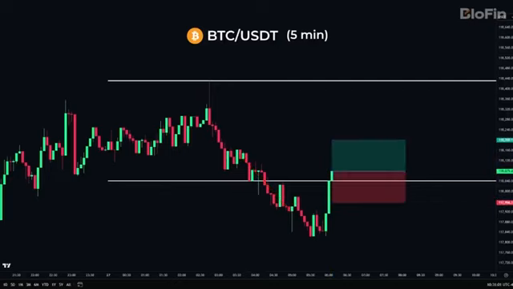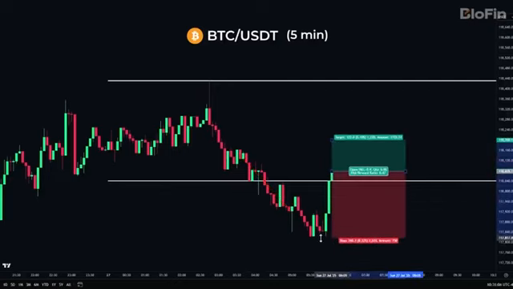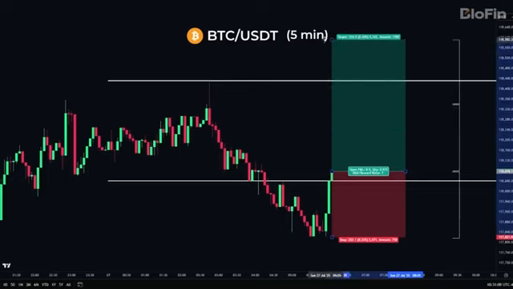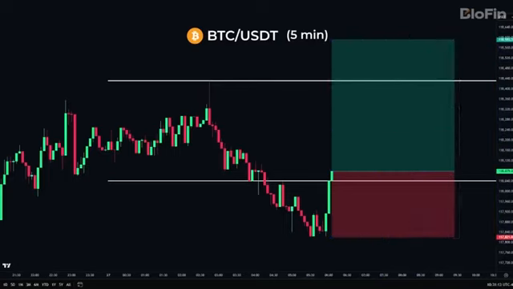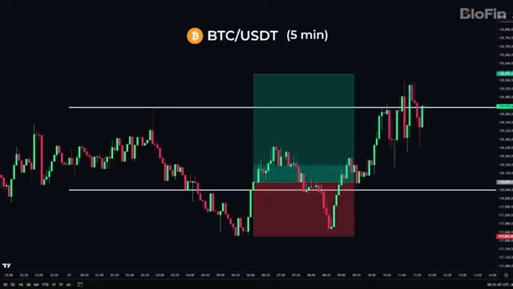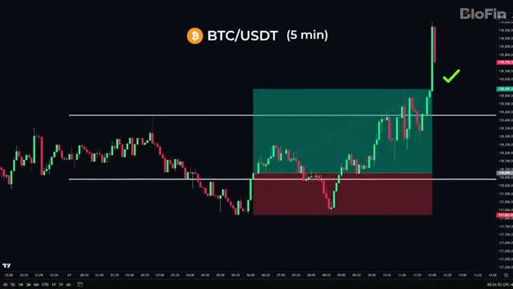For the stop loss, we place it at the exact low of the breakout move, and for the take profit, we set it at 2 times the size of our stop loss. As you can see here, price moves up and hits the take profit target.